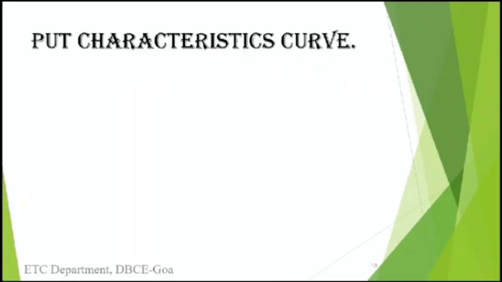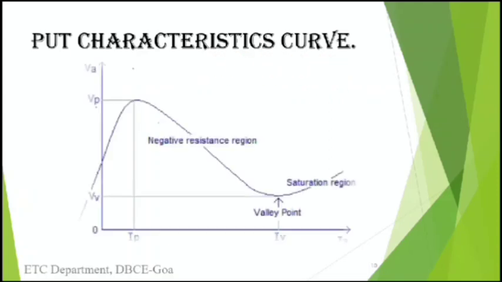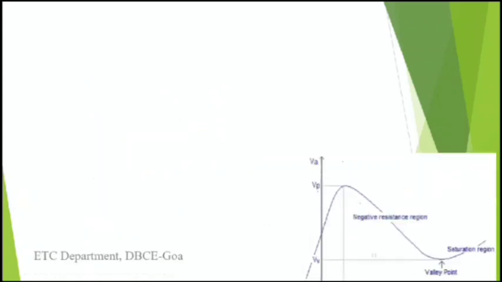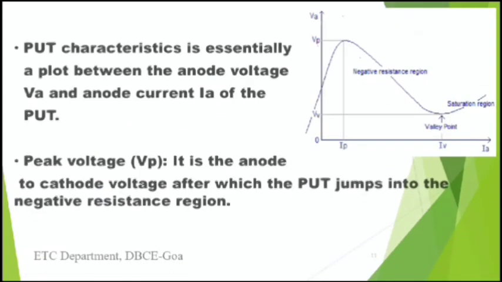The PUT characteristic curve is nothing but a plot between the anode voltage VA and the anode current IA. It has been observed that it is easier to understand the working of PUT with the help of the PUT characteristic curve. So let's see what happens in the curve and how it works.